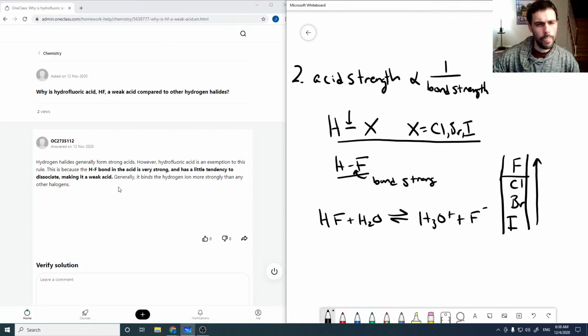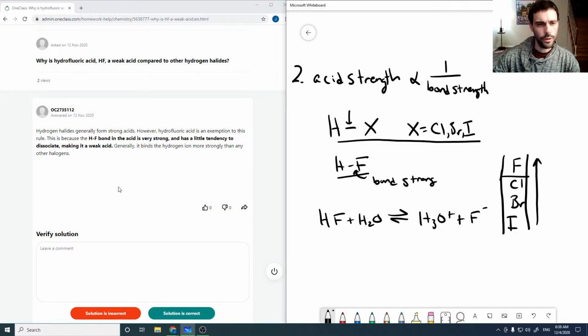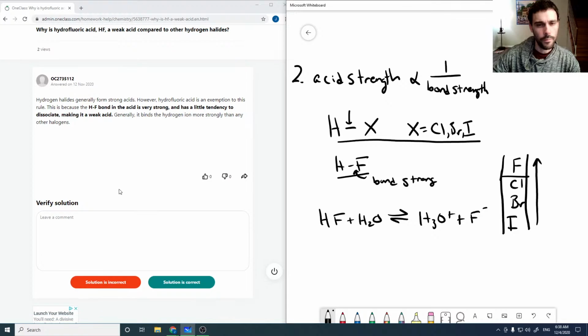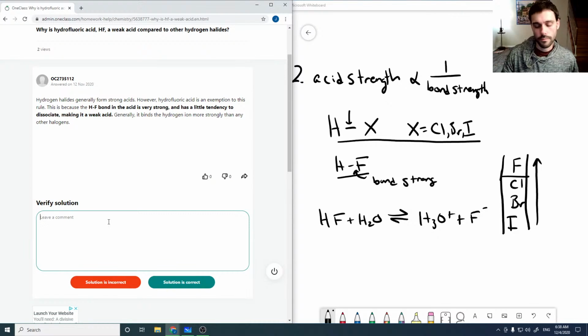Okay, checking the solution here. So it's because the bond is strong, and it's stronger than all the other halides, which is what leads it to be a weak acid. So that looks good.